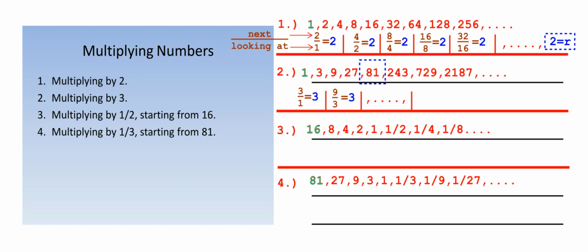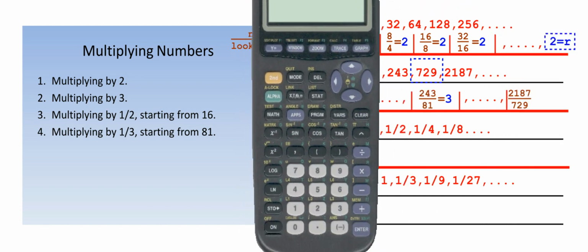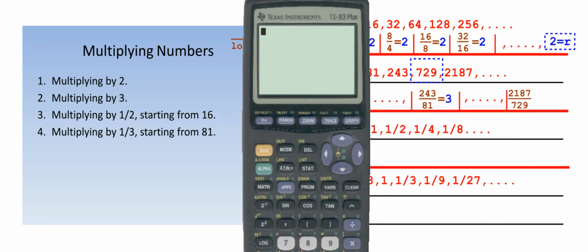Let's go for the 81. Looking at the 81, we're going to use 243 divided by 81, and we should still get a 3. And you can check further values towards the end just to double check, right? So going for the further values, there we go. Looking at the 729, we have 2187 over 729, which if we divide it out, this is where a calculator could come in useful, right? Do remember to turn on your calculator.